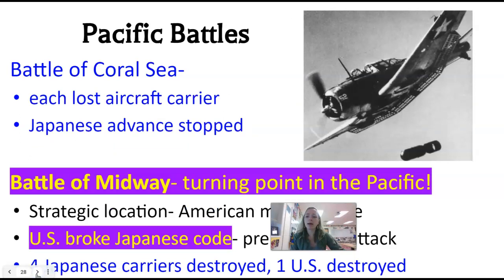Right? In the Pacific battles, you end up with the importance of aircraft carriers. Aircraft carriers basically set you up with little mobile islands that you can take off and land from, right?